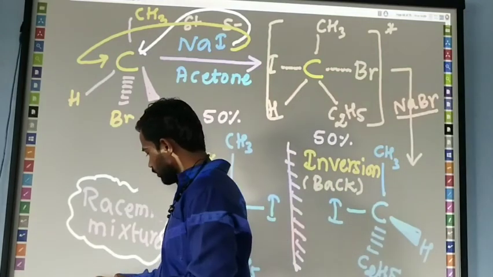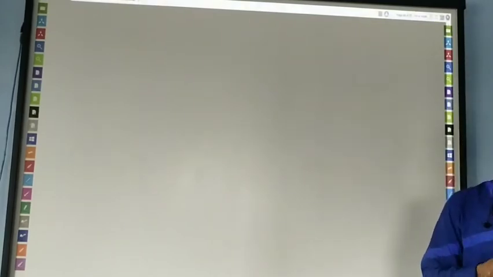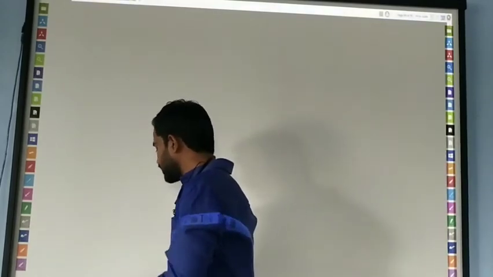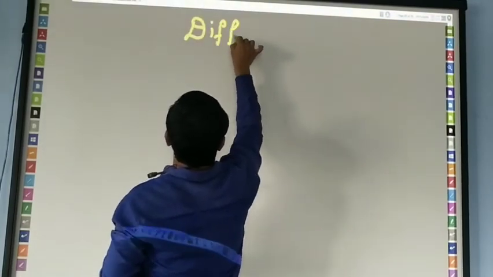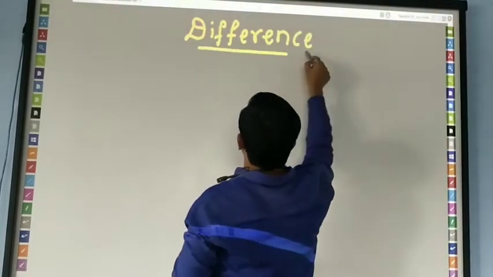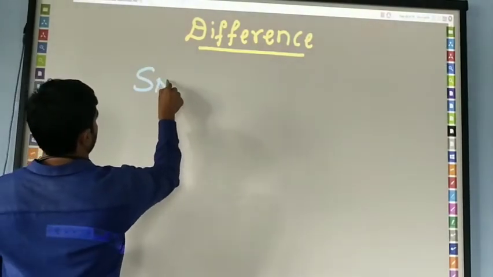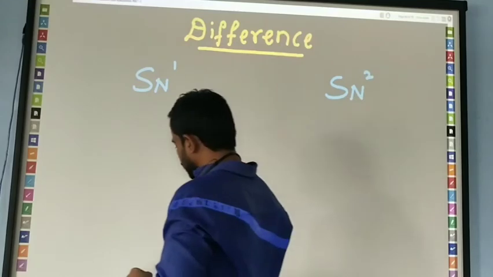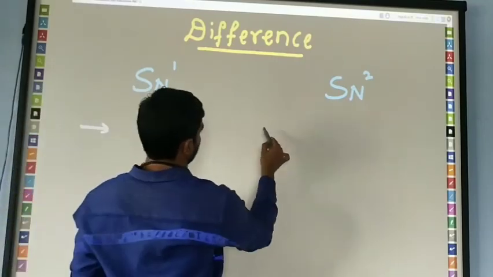We already know what SN1 means and what SN2 means, and how they are formed. Let's try to find out the basic differences between SN1 and SN2. Just try to find out the differences between SN1 and your SN2.